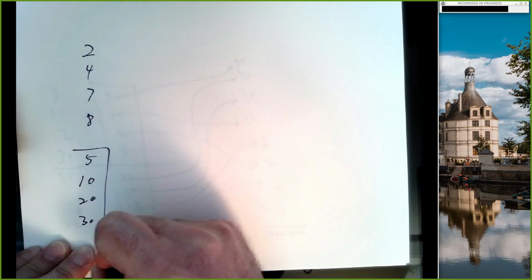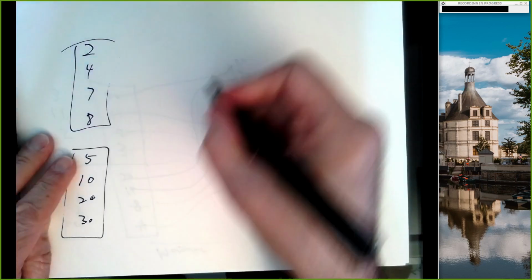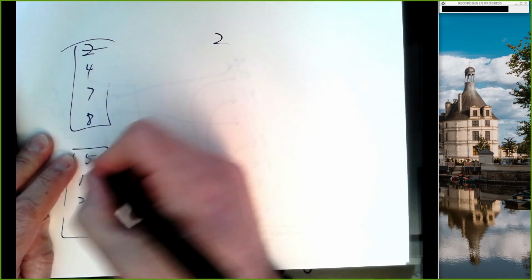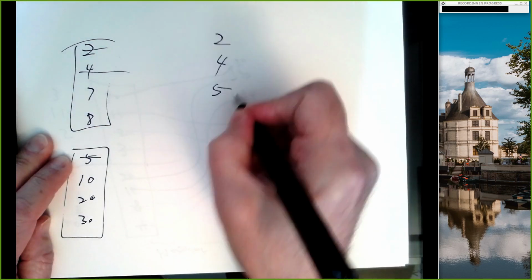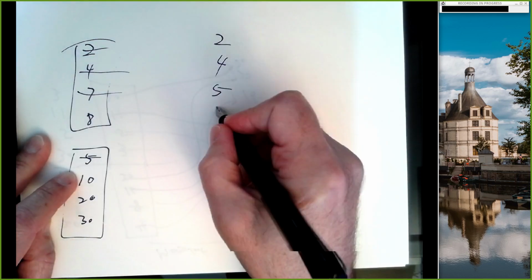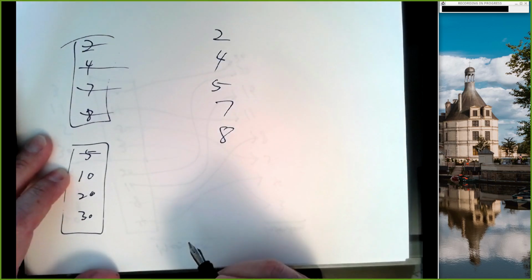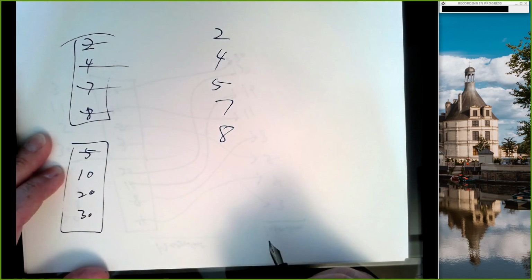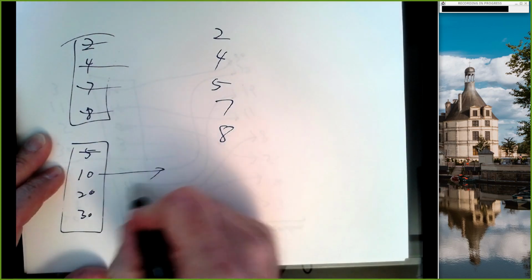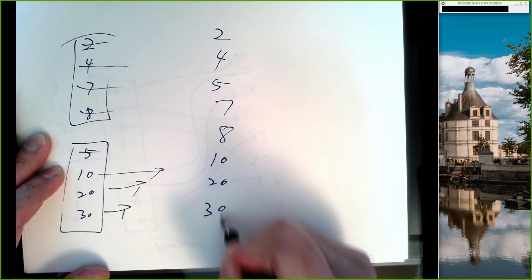If these are my 2 arrays, right, I look at the 2 and the 5, I put a 2 in there. I look at the 4 and the 5, I put a 4 in there. I look at the 5 and the 7, I put a 5 in there. I look at the 7 and the 10, there's the 7. I look at the 8 and the 10, there's the 8. I need to recognize at this point that there's nothing left in this first array, and so now I just take all of these remaining entries from the second array and I add them to my output.